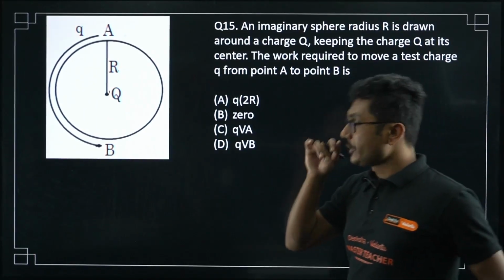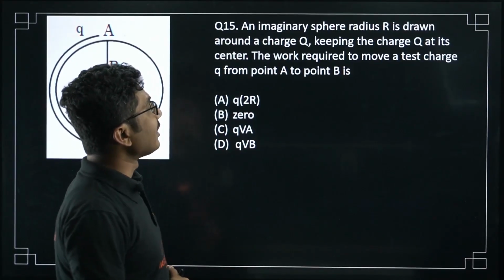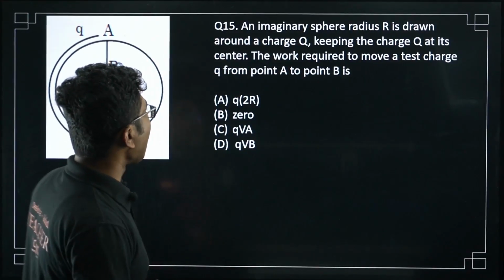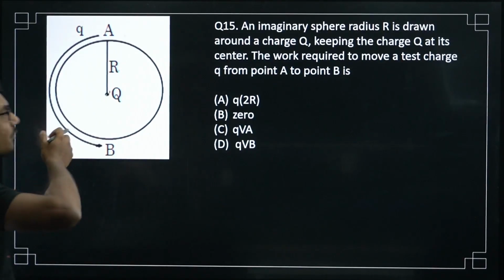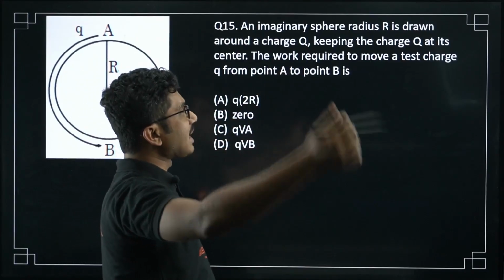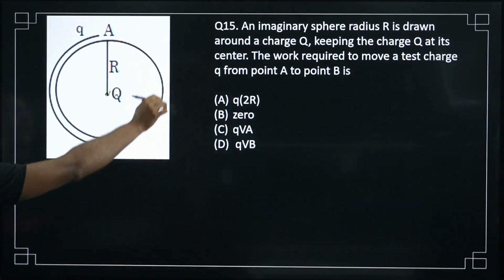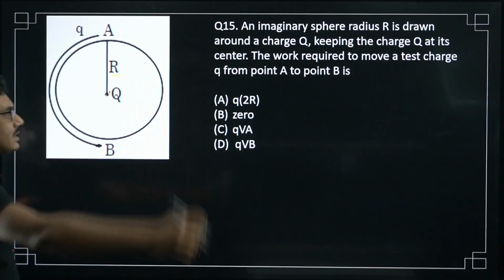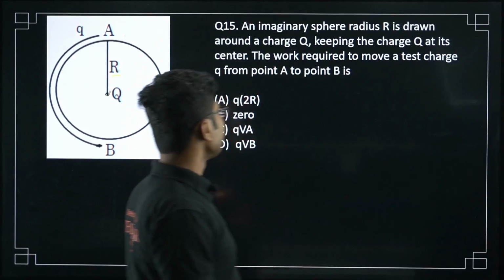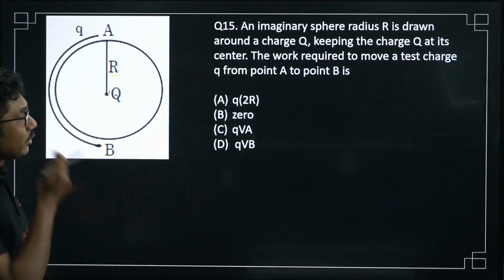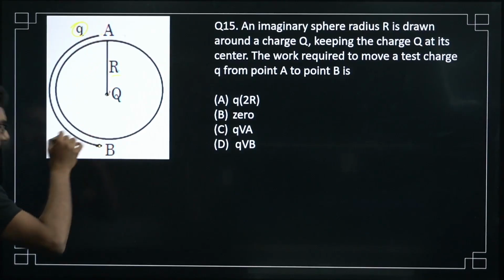Now question number 15. An imaginary sphere of radius r is drawn around a charge q. So here we have a charge q, and an imaginary sphere of radius r is drawn, keeping the charge q at its center. Keeping this q at the center, we have drawn an imaginary sphere of radius r. The work required to move a test charge from point A to point B. So we are trying to move a test charge q from point A to point B.